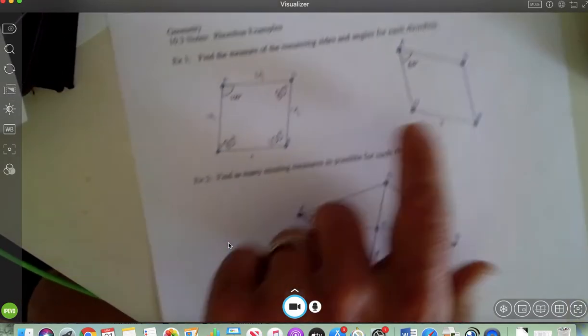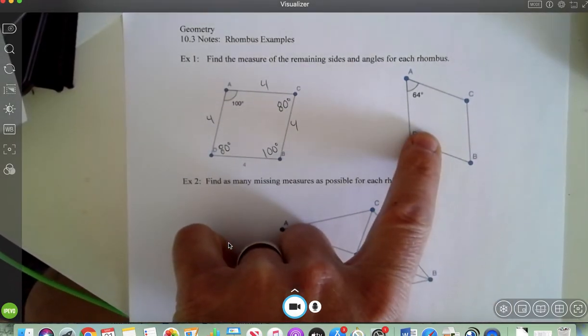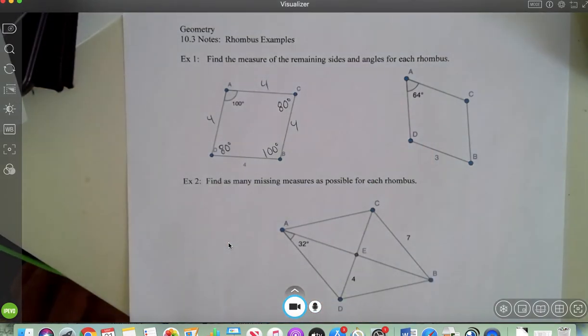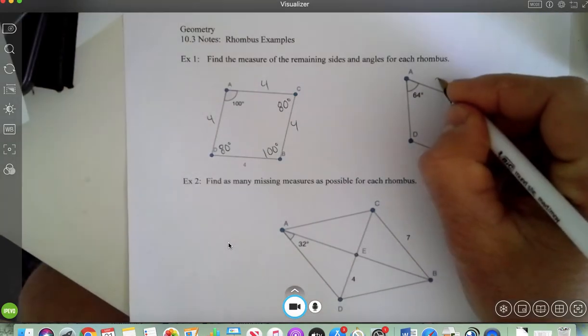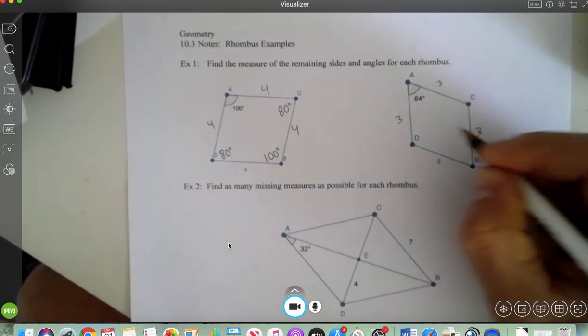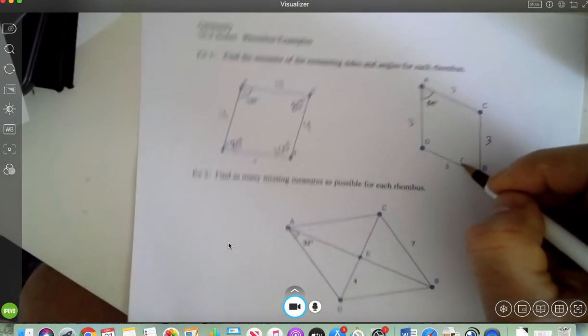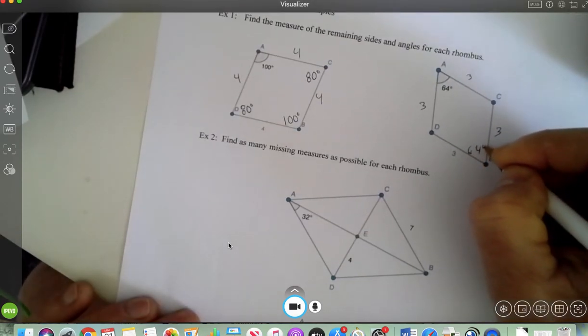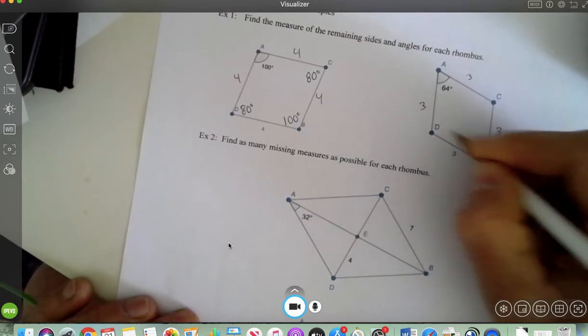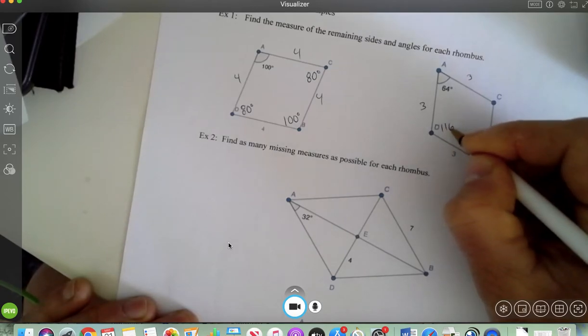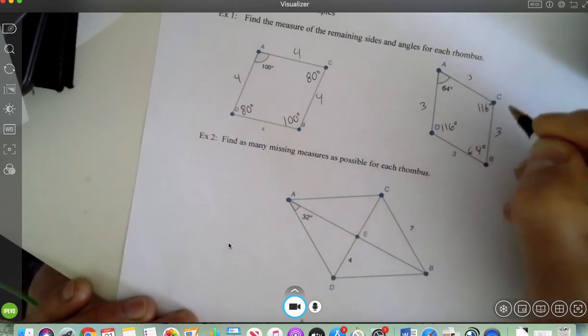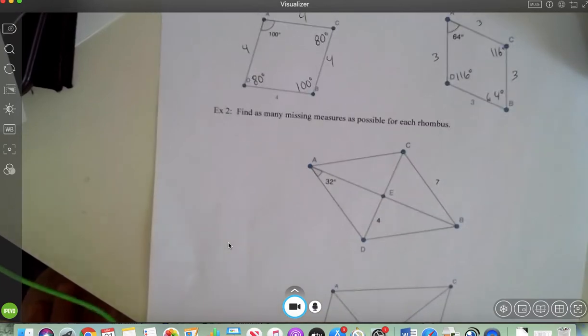So you would do the same exact thing to find this one. Consider that a rhombus is a parallelogram. After you mark all 4 sides, then you say, okay, opposite angles are congruent. You put that on there. Consecutive angles add up to 180. Right, so you'd be all done. Those ones are pretty quick and simple.